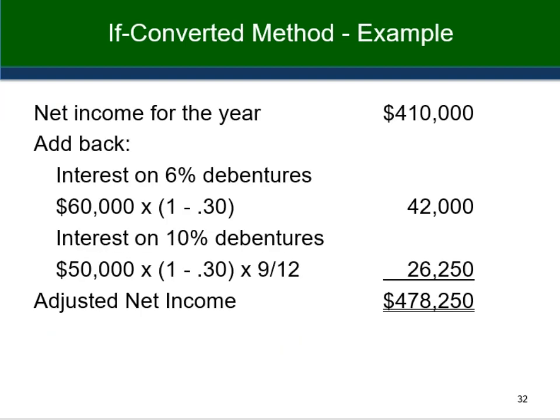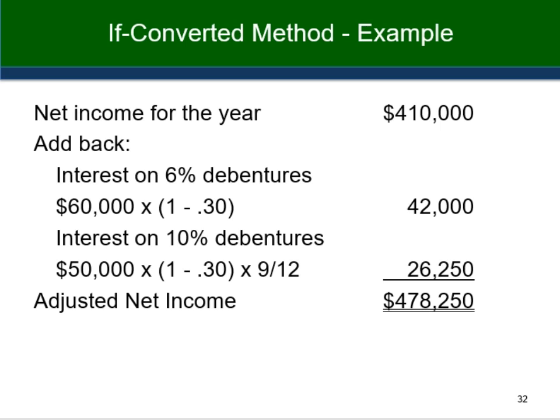Well, our net income for the year was $410,000. So we add back the interest on the 6% debentures, which is 6% of 1,000,000, so that's the $60,000. Of course, we get a tax deduction for those, so it doesn't actually cost us all the $60,000. It costs us 70 cents per dollar. So that saves us $42,000 after-tax interest. So we add that back to the income because we wouldn't have to pay that if we had the debentures converted.